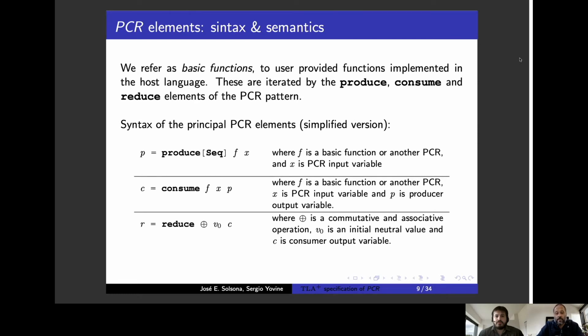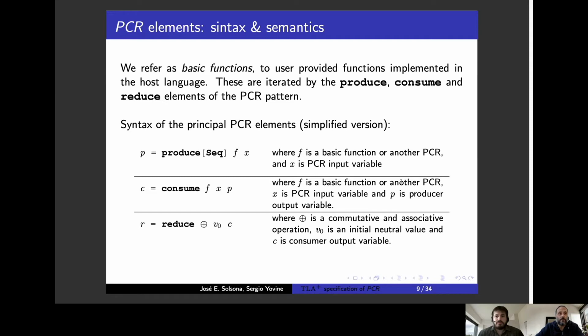To be a little bit more concrete, we designed a language which basically has three components, which can be seen as assignments to variables, which are themselves streams. The producer has this syntax: P equals produce f x, where f is a basic function or another PCR, which is in charge of producing the actual elements, and x is just the input to the PCR. P is what we call an indexed variable. That is, P represents the whole stream of data produced by the producer. Sec means that in some particular cases, the producer itself is a sequential process.